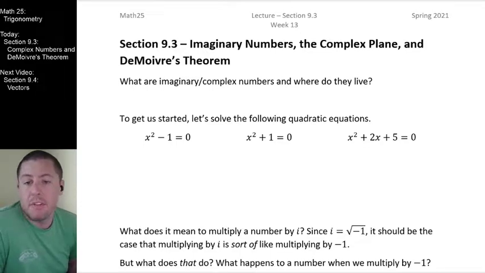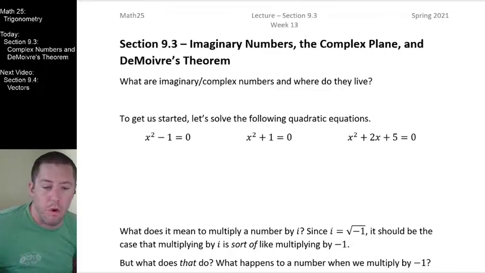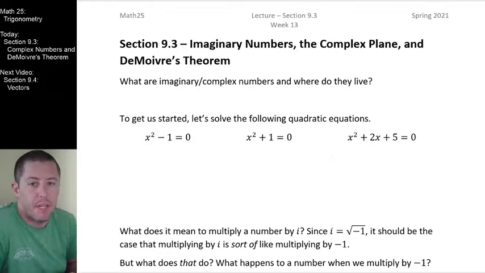And so today we're going to have a little bit of an exploration of imaginary complex numbers. And again, importantly, we're going to see their relationship to trigonometry and in particular to our polar form stuff that we've been looking at for the last couple of days. So the questions we should be asking ourselves are, what are imaginary or complex numbers and where do they live? Which is sort of a weird way to phrase that, but I want to talk about what these numbers are that we're referring to here.